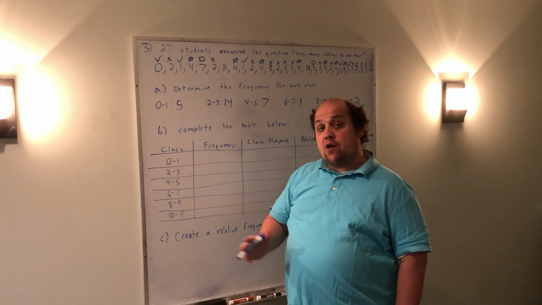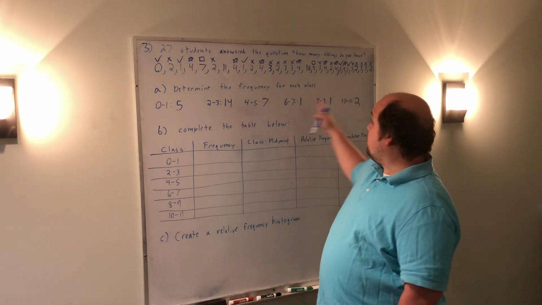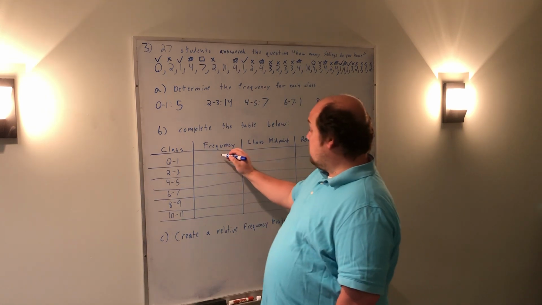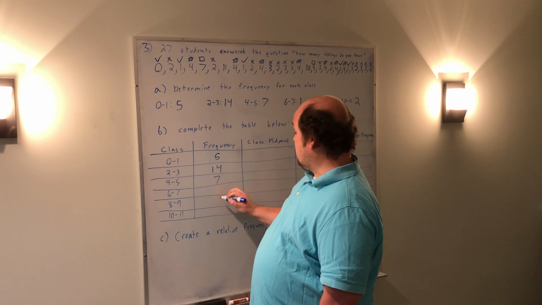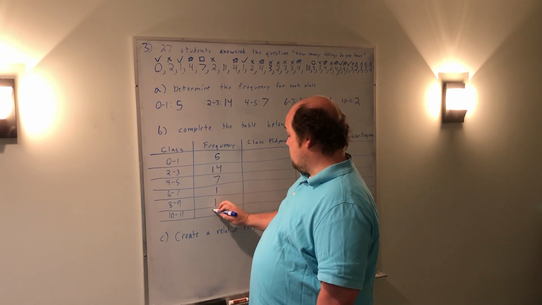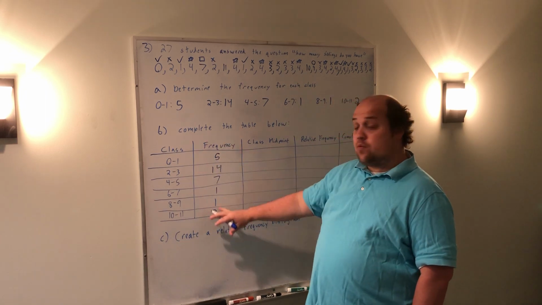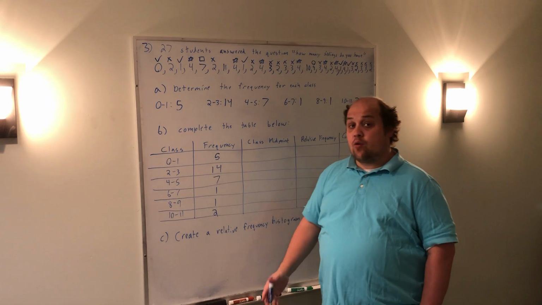So basically, I count how many of the data points belong to each class. Once I've determined those frequencies, I'm going to put it into my frequency table. So I'm going to list those frequencies: 5, 14, 7, 1, 1, 2. Once you have the classes and the frequencies, getting the next 3 columns is all about just following formulas.